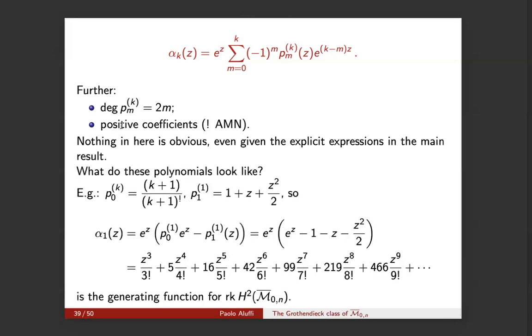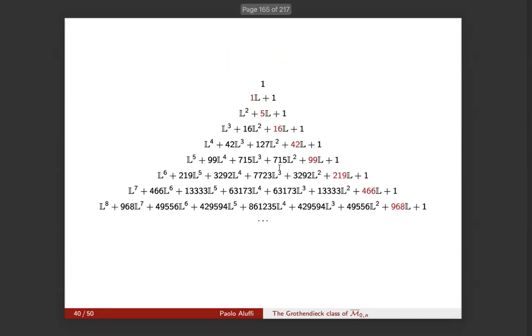What do they look like? Well, P0k is a constant, and that's what it is. And P1 is the beginning of an exponential, and then it's no longer so. But that's enough, for example, to write f alpha 1 z. Alpha 1 z must be this. You see e to the z, P01, e to the z minus P1, 1 z. This is what this formula looks like in that case. Very simple. There you go. This is the generating function for the second Betti number. So it's this diagonal in the basic picture I've been drawing.